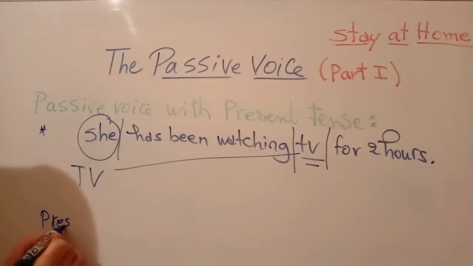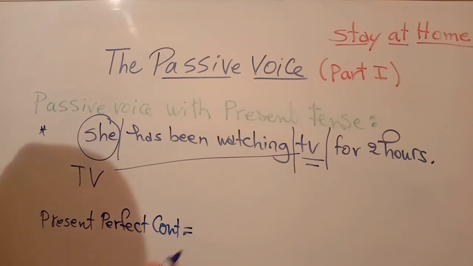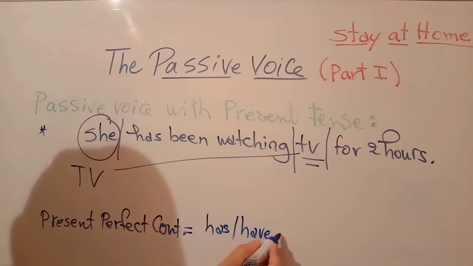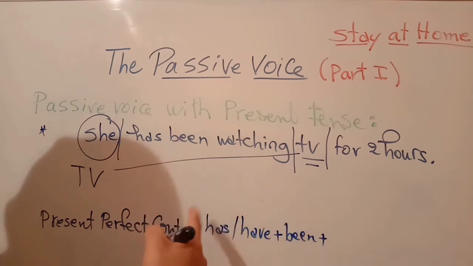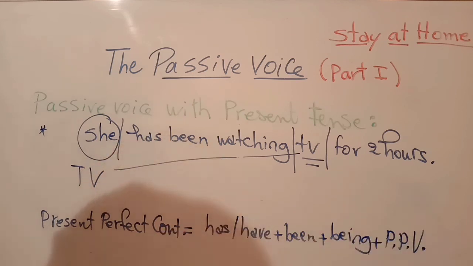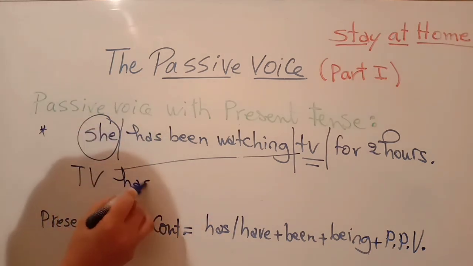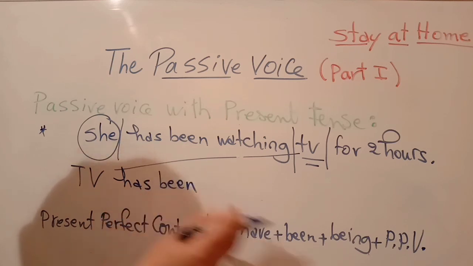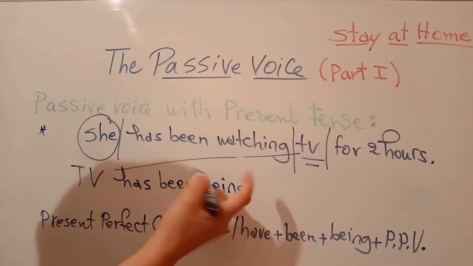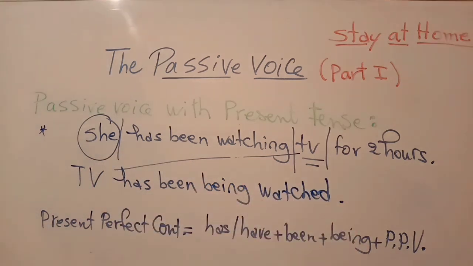So when it is present perfect continuous, okay, the passive is has or have plus been plus being, okay, plus being plus past participle of the verb. Is it clear? So TV is singular. We are going to use has. So TV has been, then being, okay, then the past participle of watch, which is watched. So the passive sentence is the following. TV has been being watched. And this form is rarely used. Okay? Good.